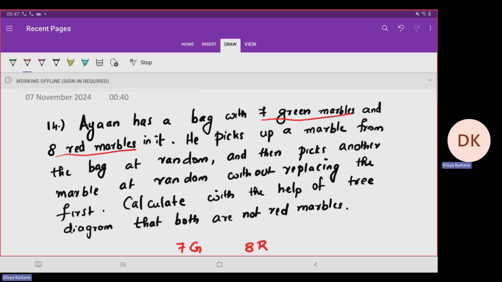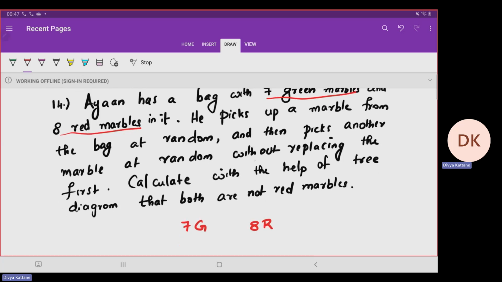So what he is doing is he is taking one marble, then he is keeping that marble with himself. He will not replace it back. So without replacing.